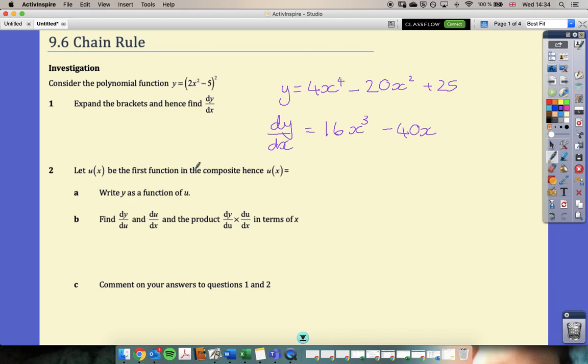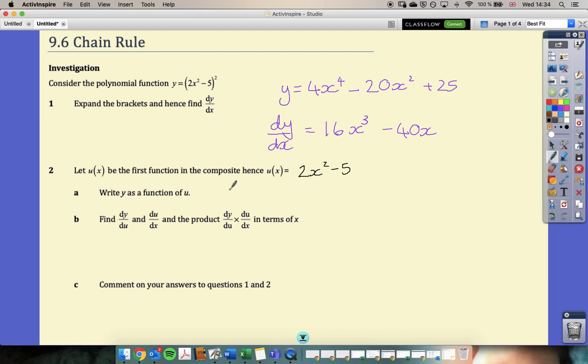Let's take a look at a second technique for finding the derivative of a function of this form. And here we're going to go back to this idea that this is a composite function. It's one function inside another function. And this inside function is what's inside the brackets, 2x squared minus 5. So this function is being squared. So this is our inside function, u. So we've got u as a function of x.